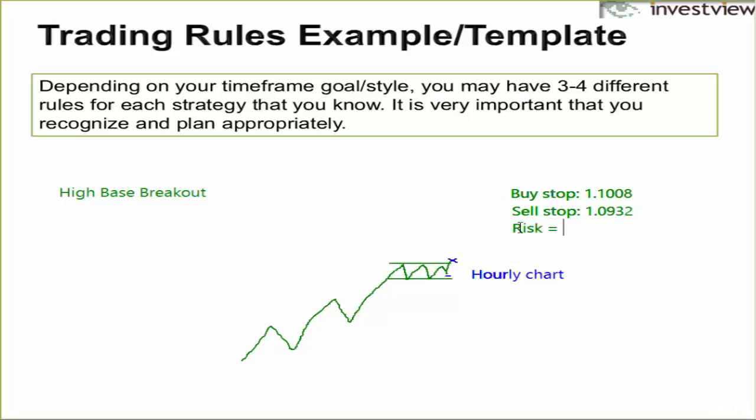Once you know your risk in a trade, you can really determine a lot of factors. You know how to position this trade. In this case, the difference between those two numbers is 76 pips. So that's how much you're risking. Okay, well, I now know how to position this trade. I know that I'm risking 76 pips.